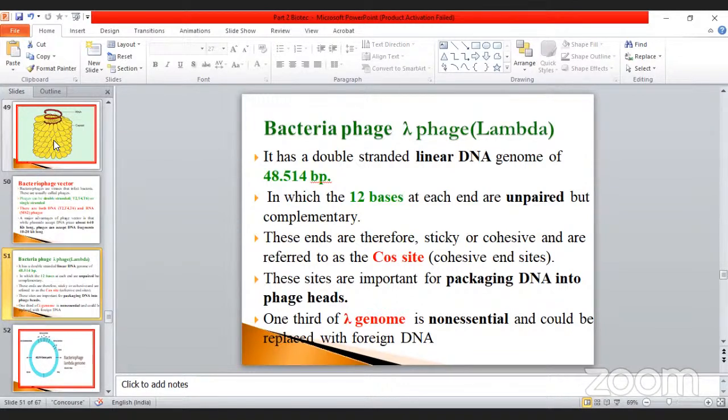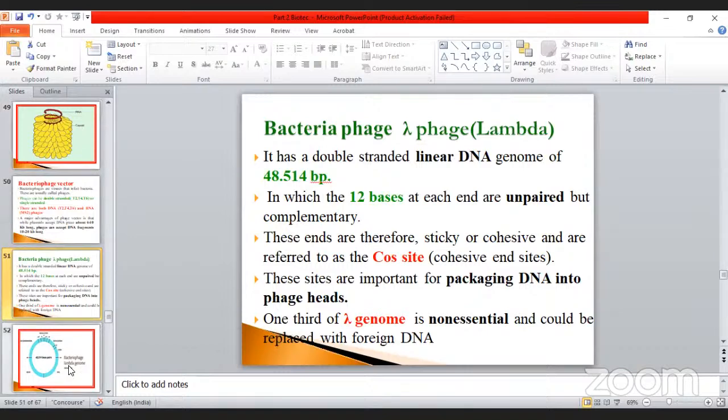This is very, very important: the cos site. Why is it called the cos site? Cos means cohesive end sites. These sites are important for the packaging of DNA into the phage head. One third of the lambda genome is non-essential and could be replaced with foreign DNA molecules.